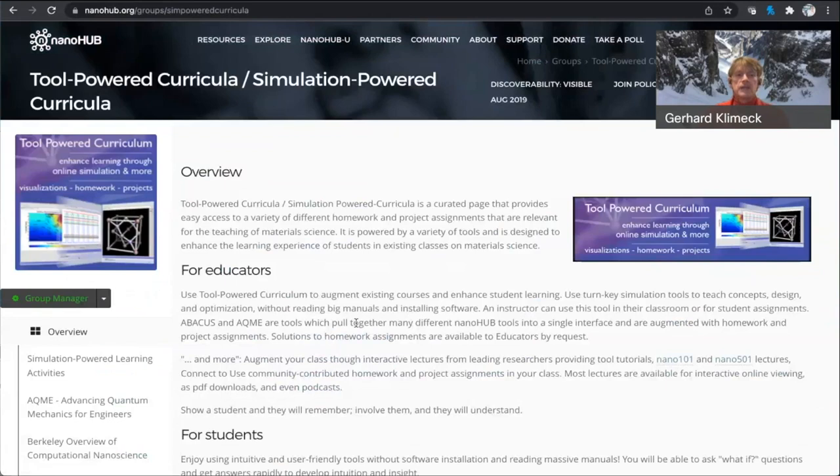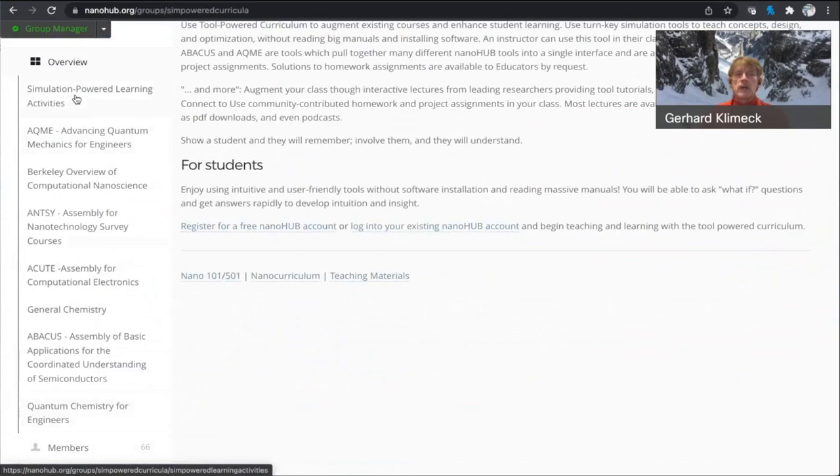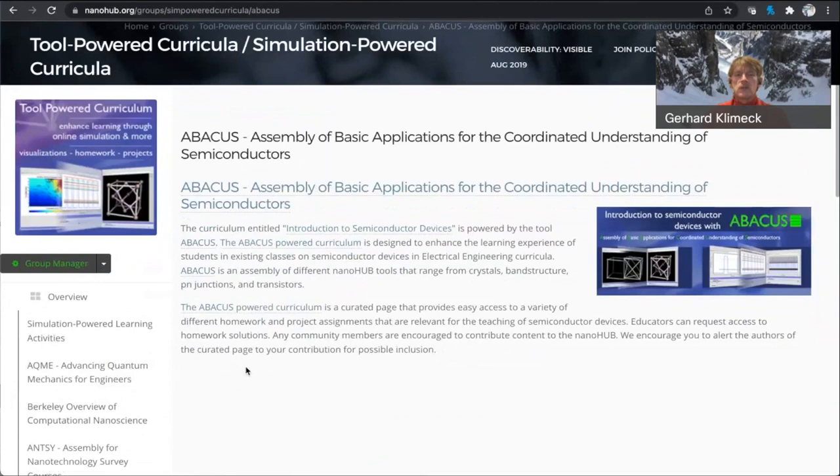I will reach a page that really lists a variety of resources for a couple of different course types that are really simulation-powered learning activities. That's what we call it. And we have a couple of these tool sets, and ABACUS is the tool for understanding semiconductors. So if I click on this, I'll get a brief overview in this group page. And here is ABACUS, the group page.